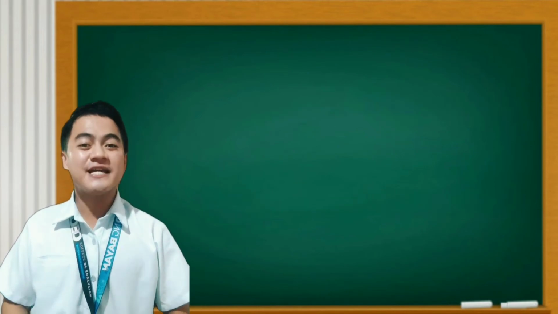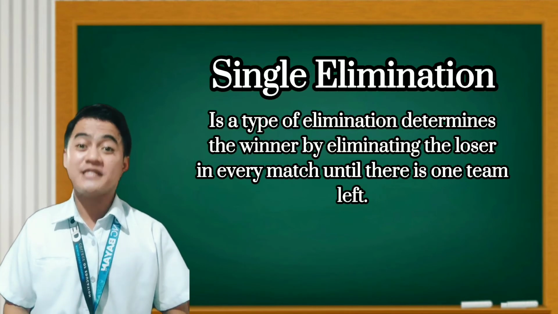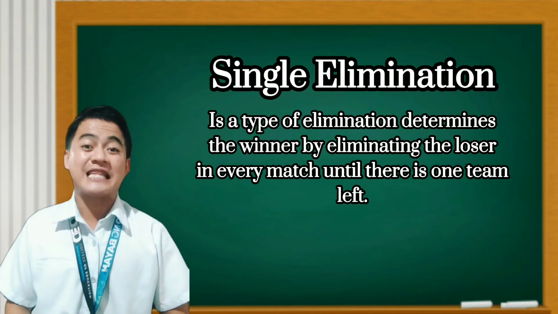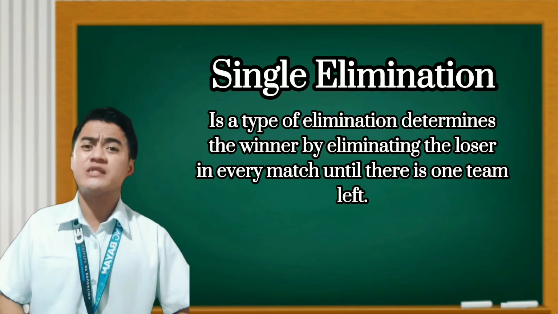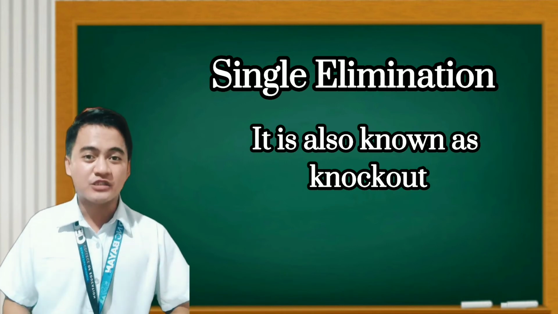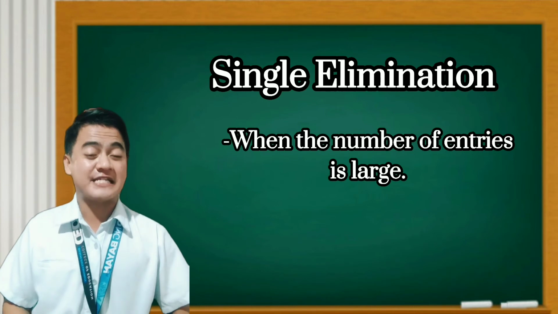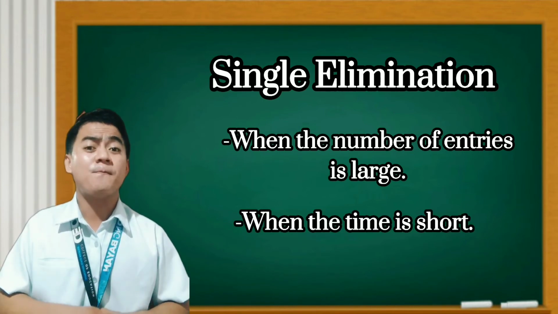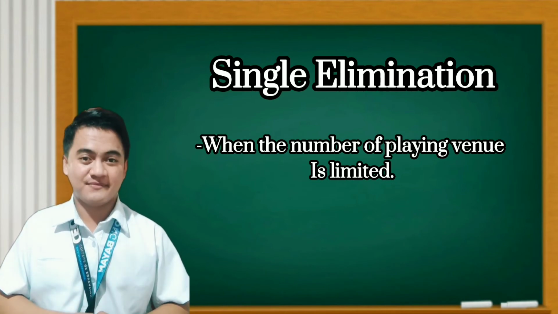So to continue with that, we should first know the definition of sports officiating single elimination method. Single elimination is a type of elimination that determines the winner by eliminating the loser in every match until there is one team left. Single elimination is also known as the knockout, and we can use it when the number of entries is large, when the time is short, and when the number of playing venues is limited.